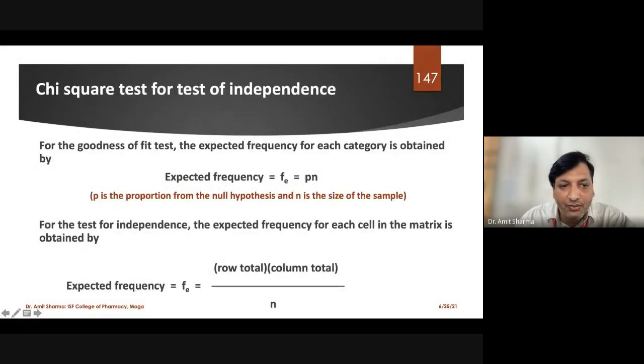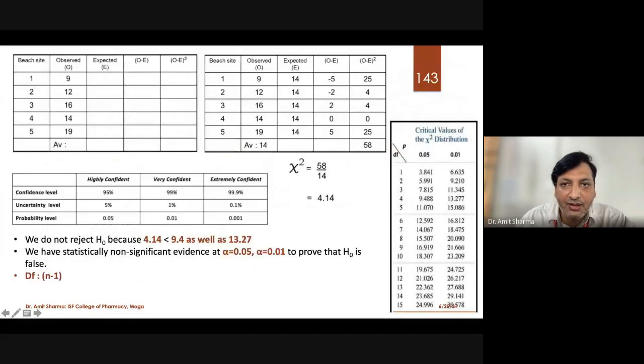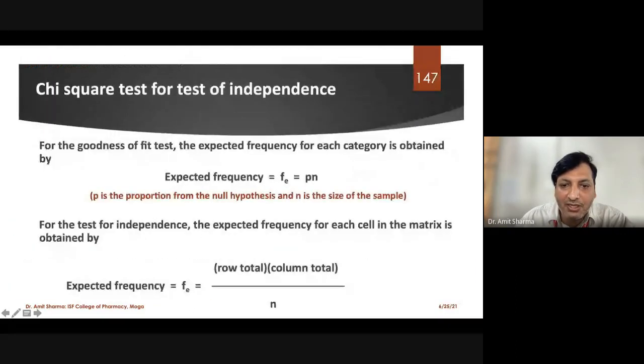So what we have to do for the test for independence, the expected frequency for each cell in the matrix is obtained by this formula. See, in the previous test, goodness of fit, we have taken an average as the expected frequency or the expected value. But here we have to calculate the expected value, and how we are going to calculate it: total of row times total of column divided by n.